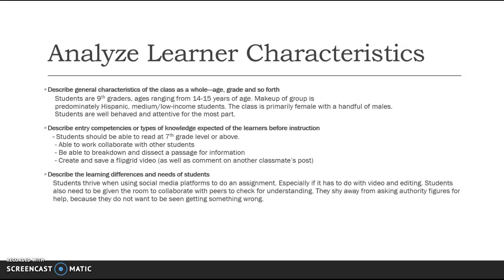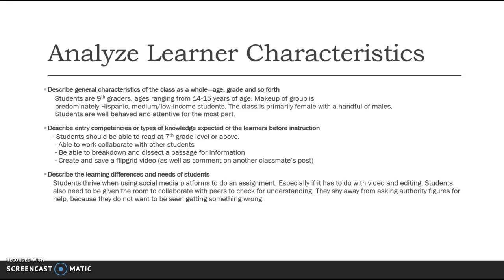So, the general characteristics of the class as a whole: this is a lesson for 9th graders, ages ranging from 14 to 15 years of age. The makeup of the group is predominantly Hispanic, medium to low income students. The class is primarily female with a handful of males. For the most part, students are well behaved and attentive.